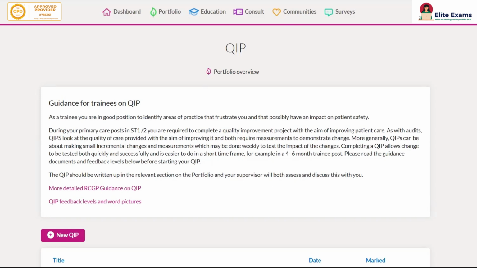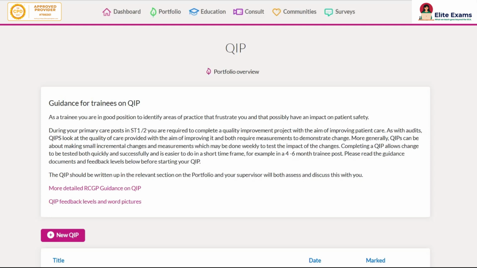Now let's look at the second line here. It is said here, during your primary care post, you are required to complete a quality improvement project with the aim of improving patient care. So, as with audits, it looks at the quality of care provided with the aim of improving it, and both require measurements to demonstrate change. So when you have seen the problem and instituted a change, you have to have a method of demonstrating that change.